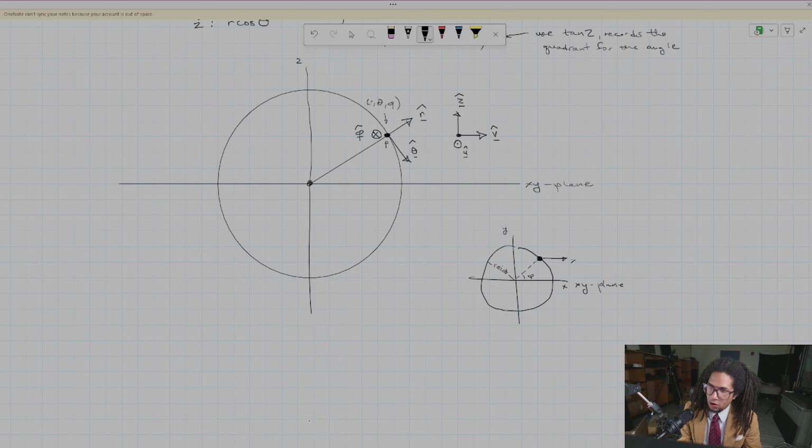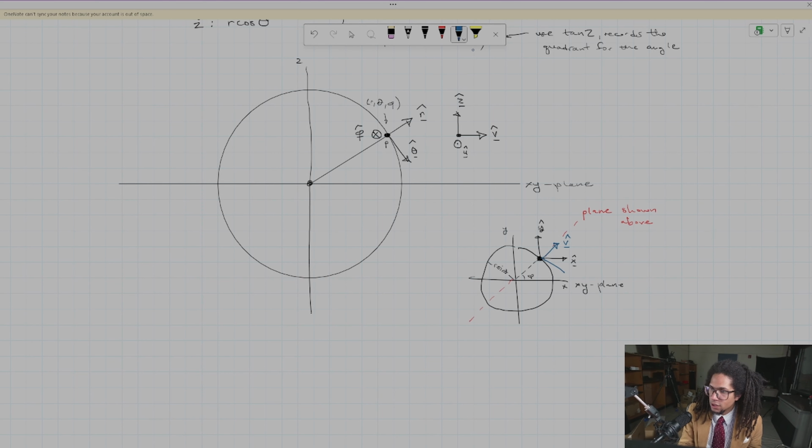Let's draw in all of our vectors of interest. Here's the x hat vector, here's the y hat vector. Now the u hat vector, maybe it's actually easiest to do the v hat vector, which is in the same plane as our cutout here. So let me point out that this is the plane shown above. So our v hat vector is this vector. And our u hat vector is this vector.